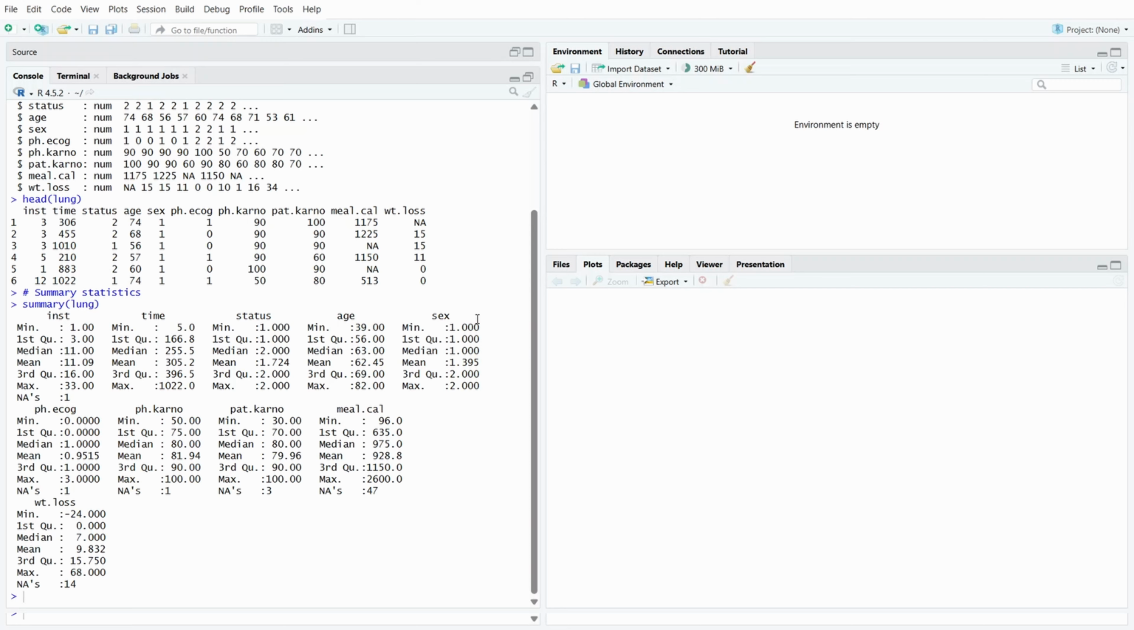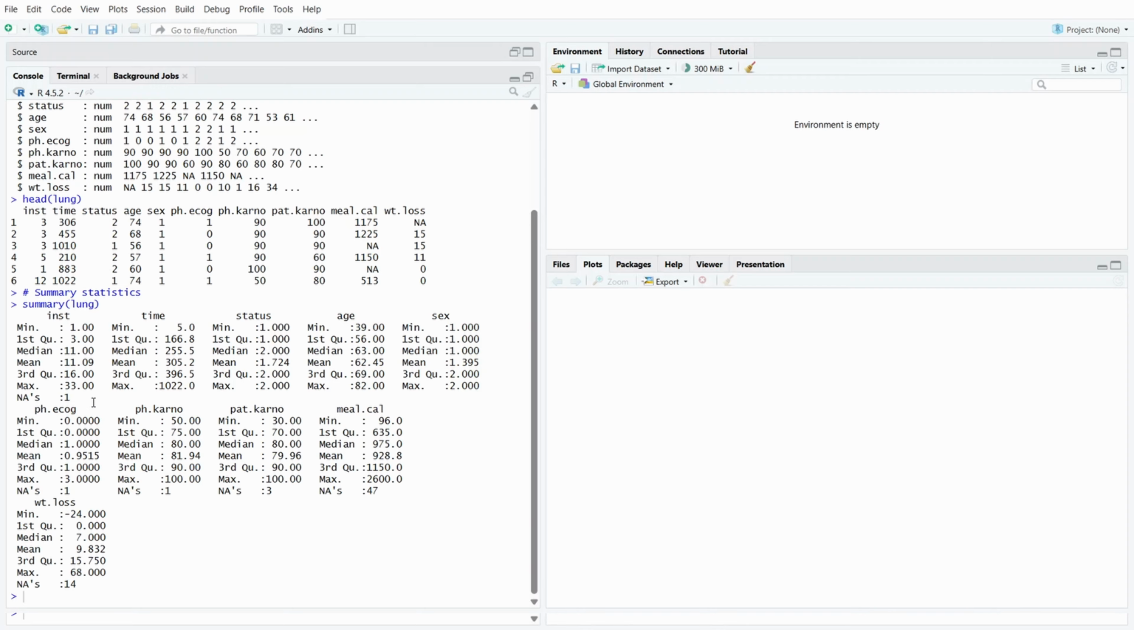For sex, the values are coded as 1 and 2. The mean is about 1.395, which suggests there are more individuals coded as 1 than 2. Typically, males are coded as 1 in this dataset, so the sample likely has more men than women.